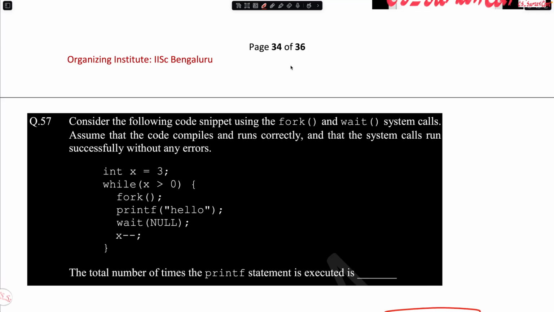Okay, so let's solve this question. The question states: consider the following code snippet, using the fork and wait system calls. I do hope that you remember the behavior of both these system calls, though it need not be exactly memorized to solve this question.